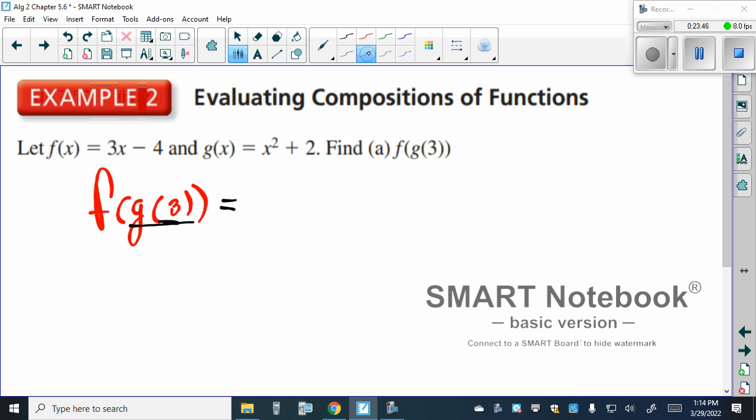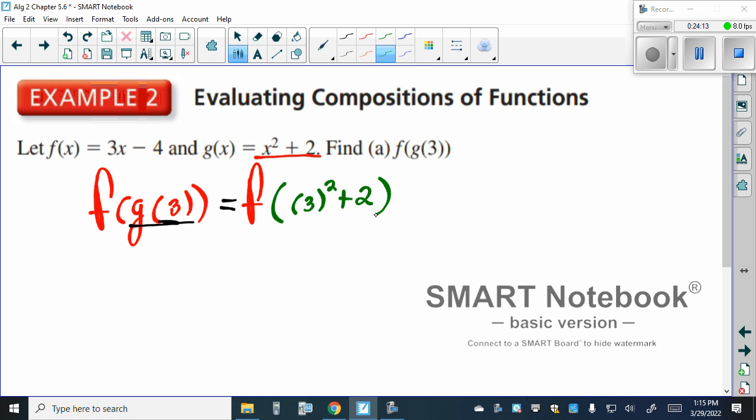What we're going to do for this here is we're going to plug 3 into g of x. Well, our g of x is x squared plus 2. So we're plugging 3 in for x. And if we do that, we'll get 3 squared plus 2. So we're just plugging 3 into that function.